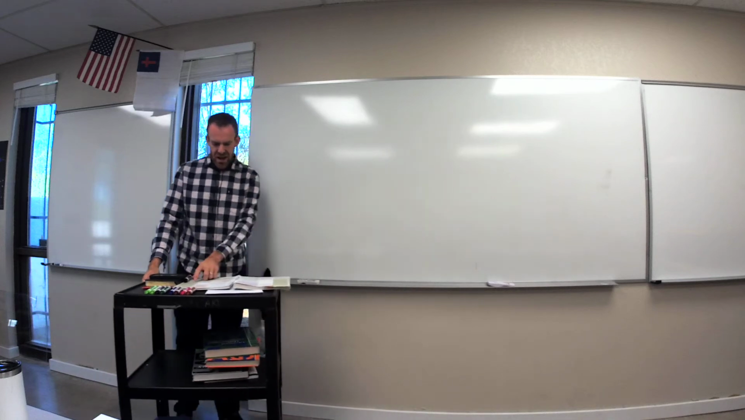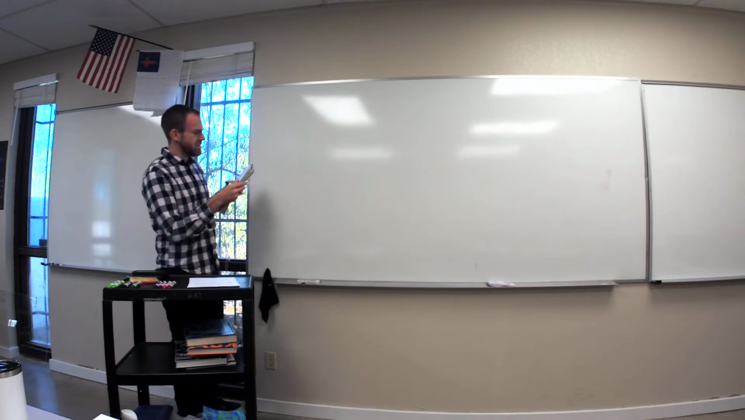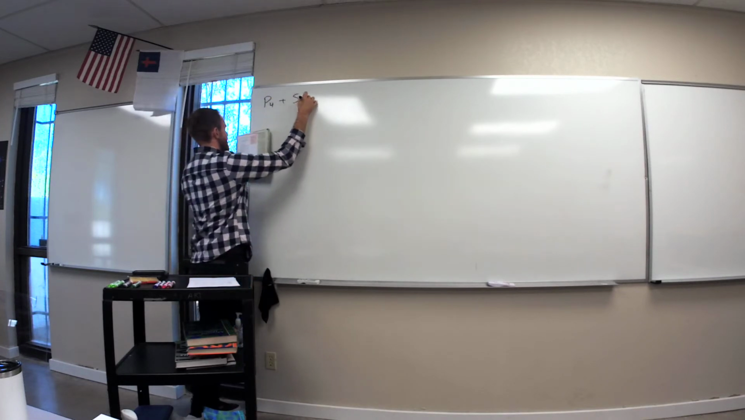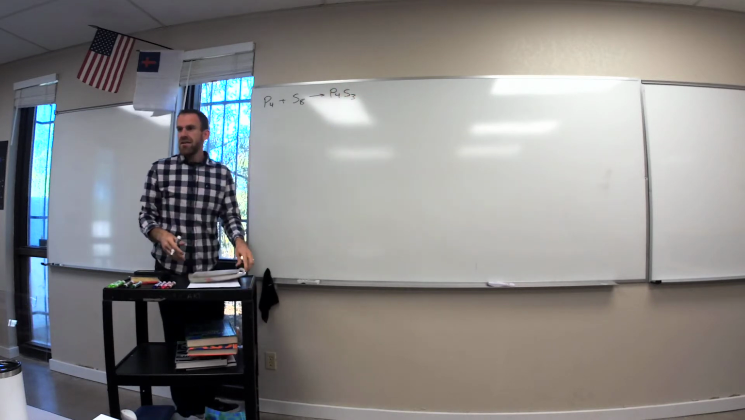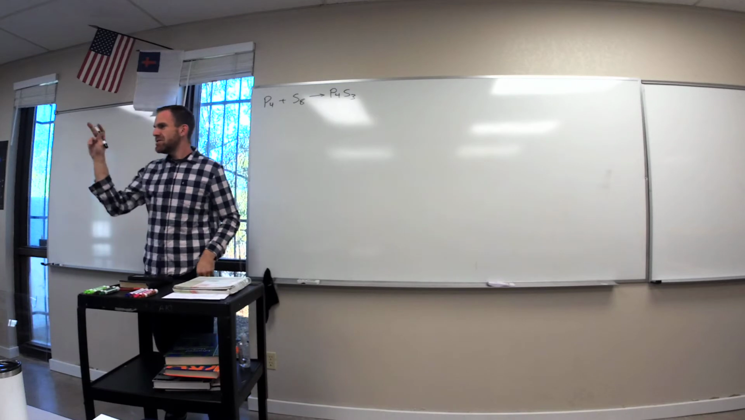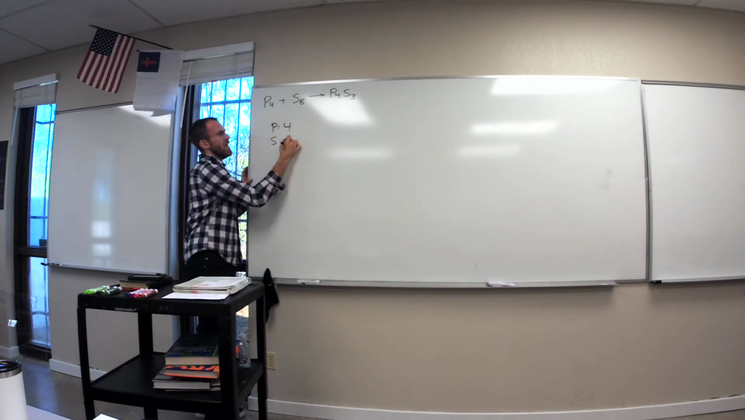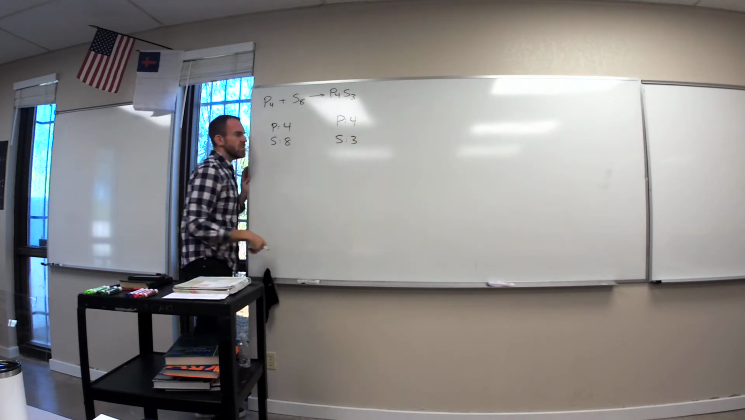So today we are covering how to balance these reactions. So we have P4 plus S8 makes P4S3. Okay, step one, write the thing. Step two, how many of each atom are there? There's 4, 8. There's 4, and there's 3.